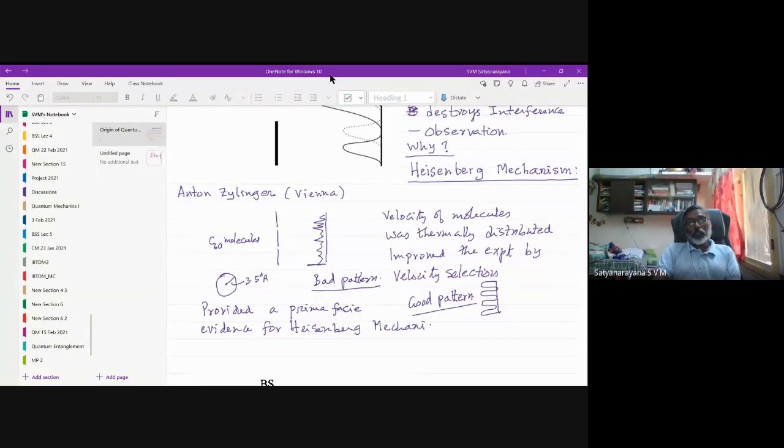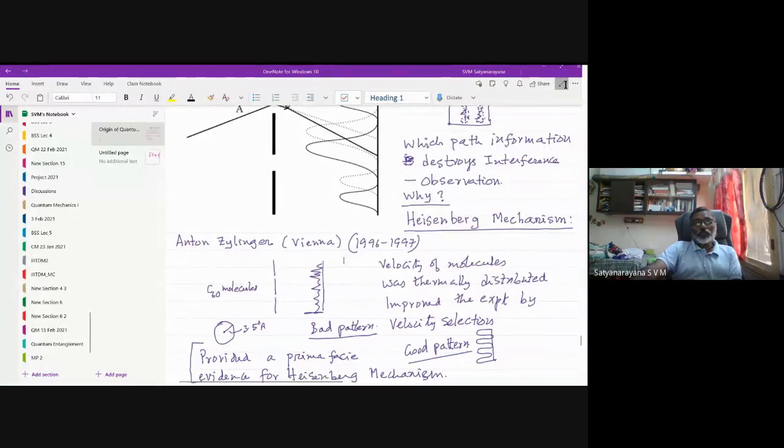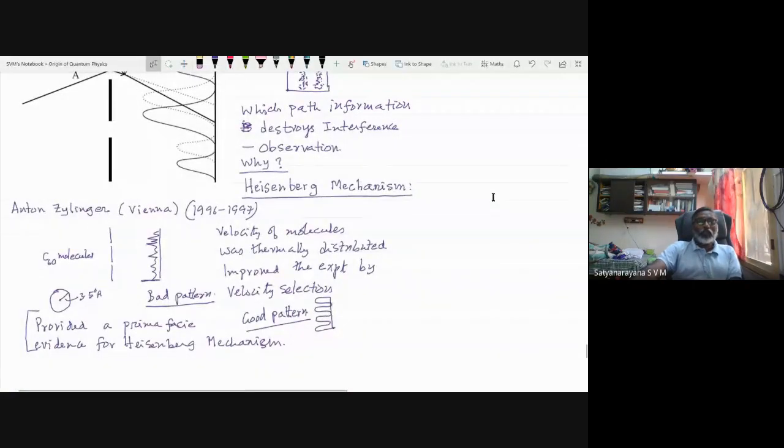Though it is not a direct experiment, it's an indirect evidence that, okay, the Heisenberg mechanism may be correct. Okay, so I don't know when this experiment was done exactly, probably 1996 or 97. So this experiment has provided an interesting prima facie evidence for this Heisenberg mechanism. The Heisenberg mechanism is old, but some experimental evidence came in much, much later. That is because the experiments depend on technological developments. Much of these experiments have to be done at very low temperatures, so cooling techniques had to be developed, and all that had to wait for 70, 80 years.